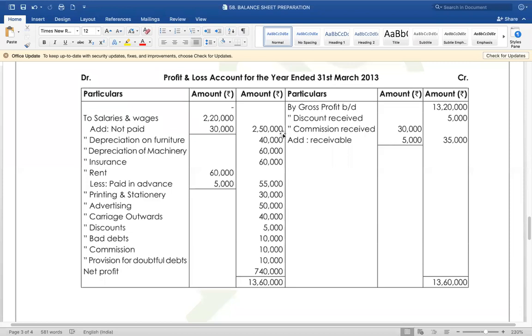We are not totaling, but the difference between all this amount and 13,60,000 is 7,40,000. 7,40,000 is the difference between 13,60,000 and the total of all these amounts starting from this 10,000, about 2,50,000. Right. So what is the 7,40,000? It is net margin or net profit. What is this? Balance carried down. It is balance carried down, balancing figure.